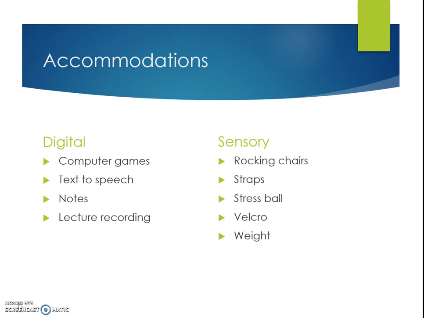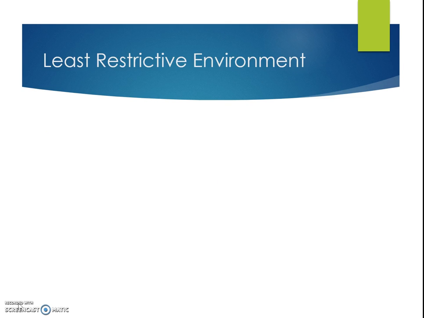Digital and sensory accommodations. Digital accommodations can include educational computer games, text-to-speech on a computer, digital notes, or a recording of a lecture. Sensory accommodations can be simple things such as rocking chairs, a strap on the bottom of a chair in order to release leg strength, a stress ball, Velcro, or weight on the student's legs for students with sensory needs. Next, we will discuss the least restrictive environment, or LRE.